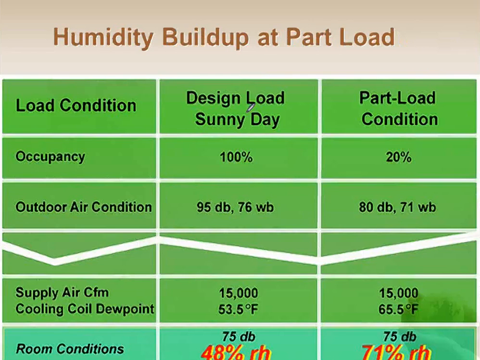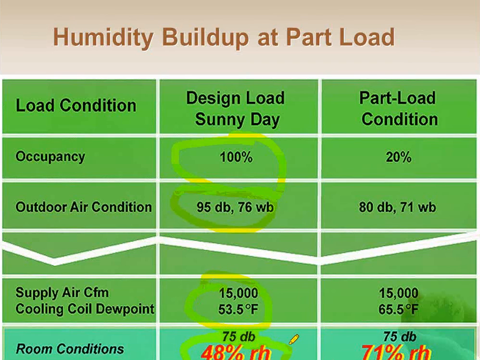Unfortunately, here's what happens on a lot of systems. So this is my typical DX system, like a packaged rooftop or something like that. I designed it for 100% occupancy, and I designed it for my design conditions, say 95-degree dry bulb, 76 wet bulb. When it's performing at those conditions, in this example, 15,000 CFM, I'm getting a 53, 54-degree dew point off the coil, which is fantastic. That helps me get an awesome 48% relative humidity while maintaining my thermostat at 75-degree dry bulb.